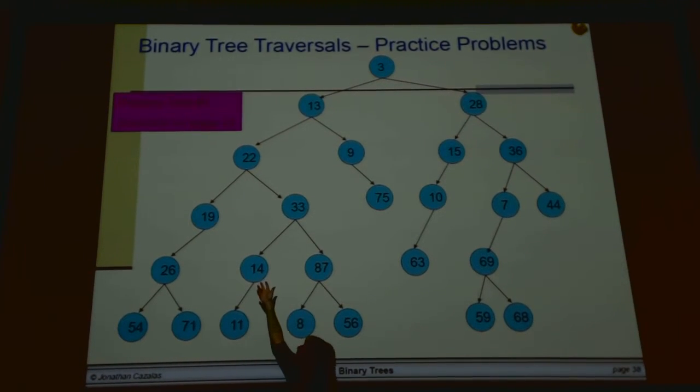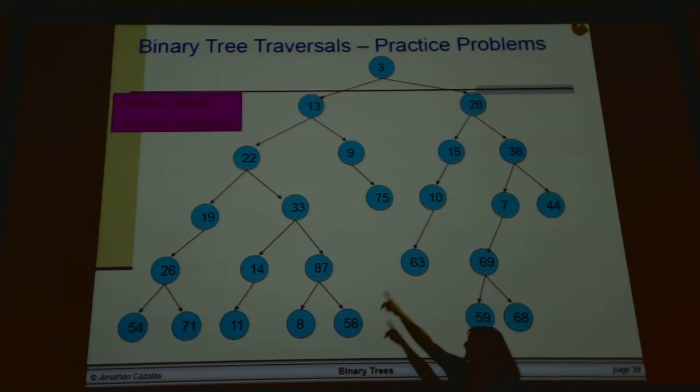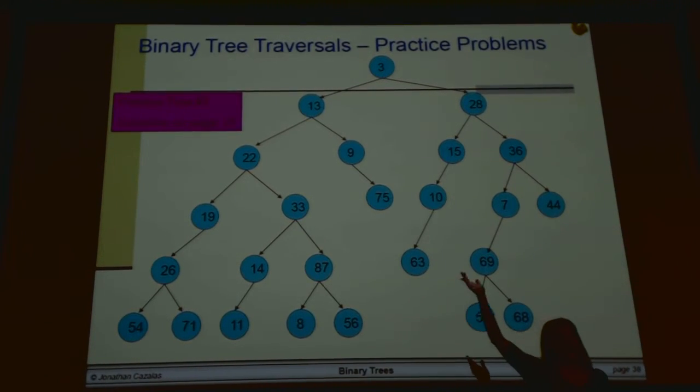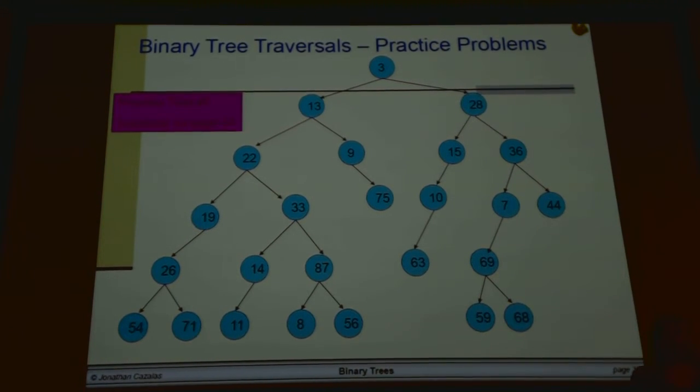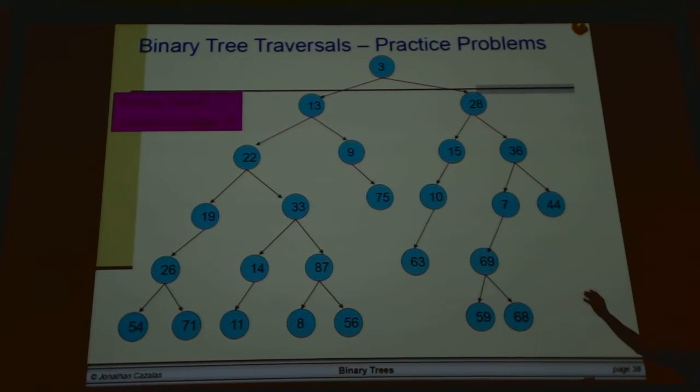Now let's deal with 14 and its parent, 14 being a child of 33. Have we completely exhausted the left of 33? Yeah. Okay, so now we can move on to the right. But we have to do something before we move to the right. We've printed our 14. What am I going to print next? 33, because he's the root of 14.